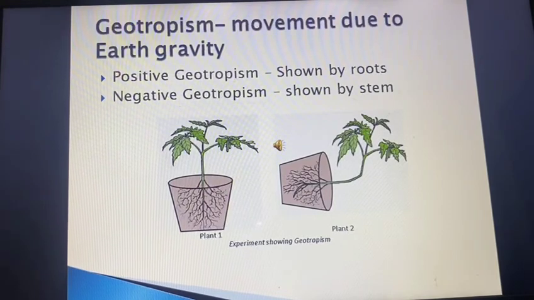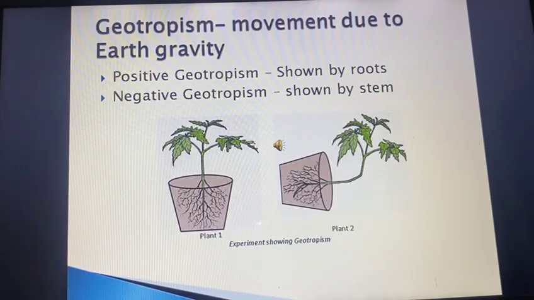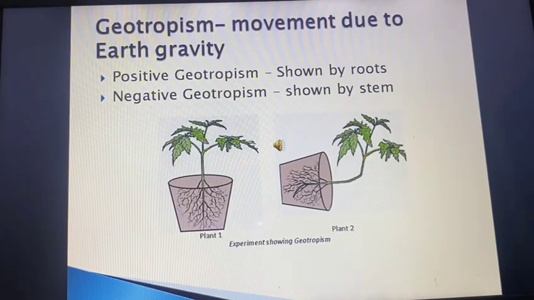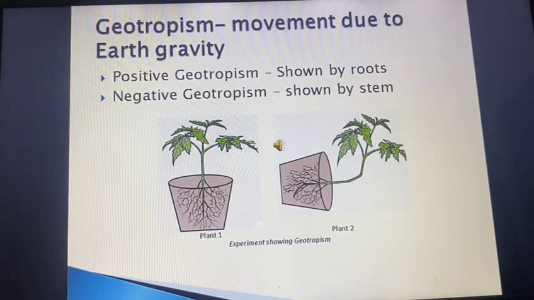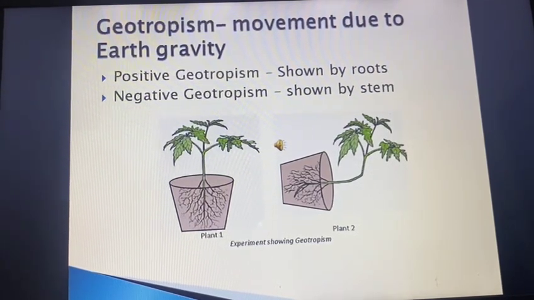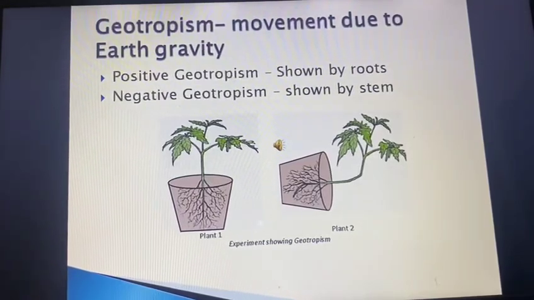Geotropism is movement due to earth gravity. And root of plants show positive geotropism. Roots move towards the soil and they show positive geotropism. And stem of plants move away from soil or earth gravity, and stem show negative geotropism.